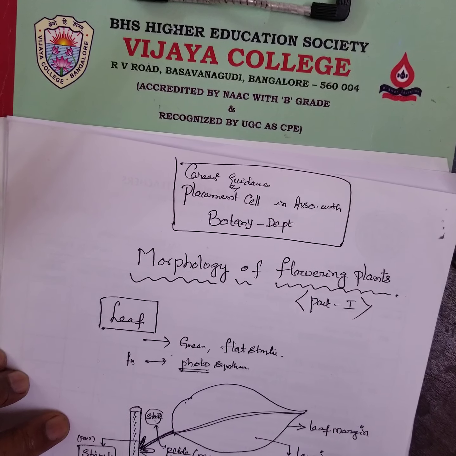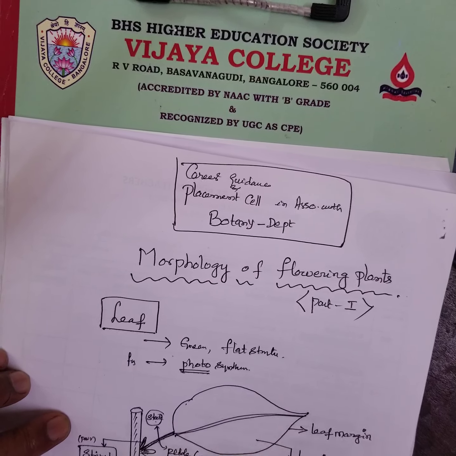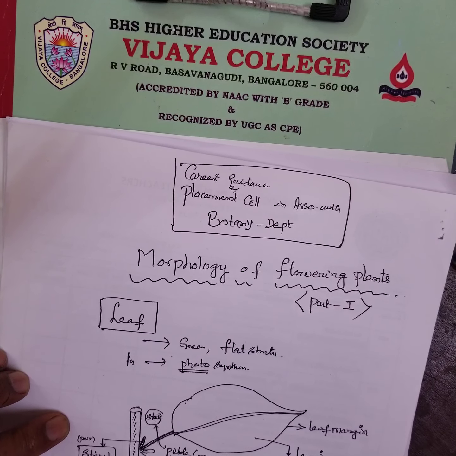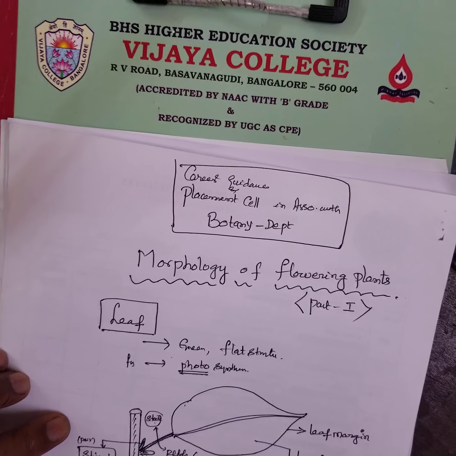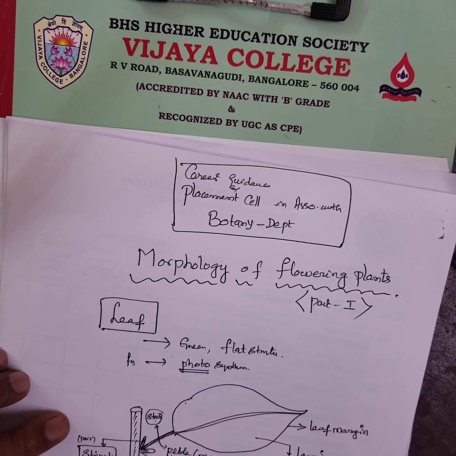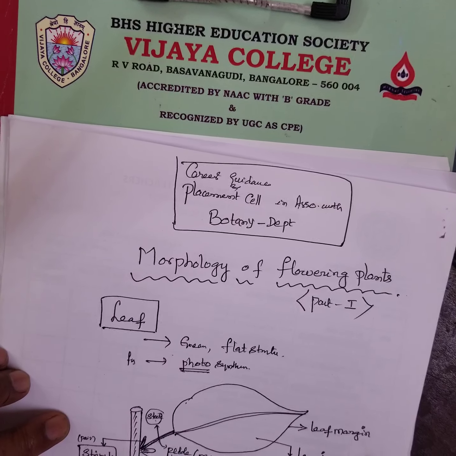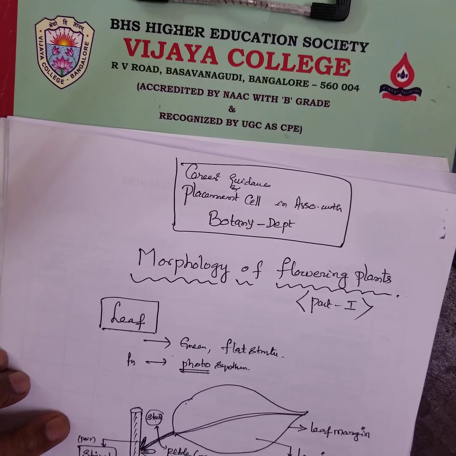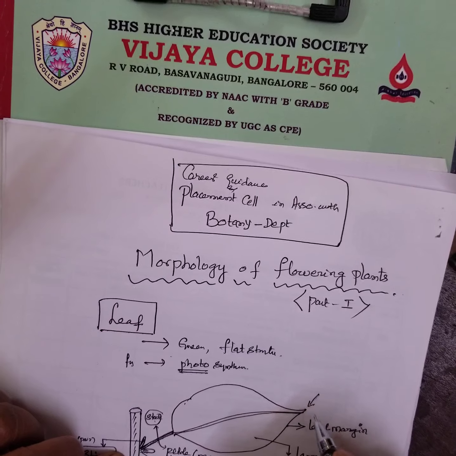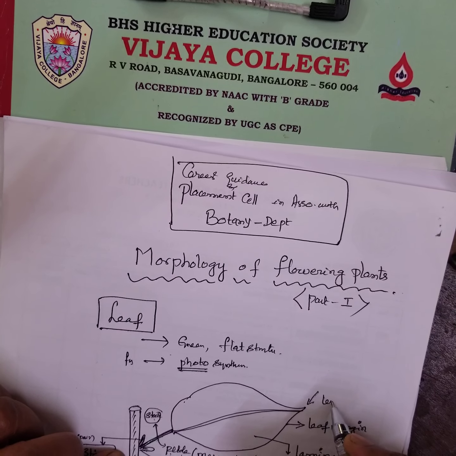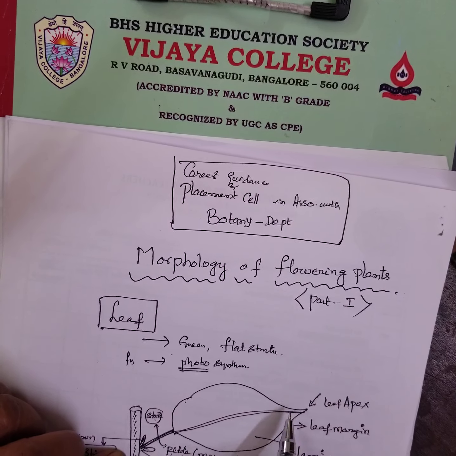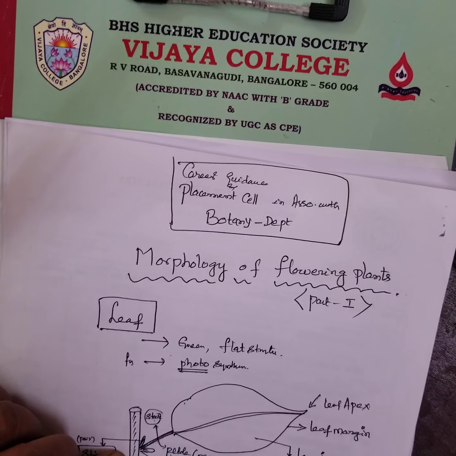What is the name of this? It has some name, is it not? What is the name of this? Epipodium. This is called epipodium. See, hypopodium, mesopodium, epipodium. Podium means what? Just find out from the dictionary what it is. This end, the tip, is called the leaf apex.